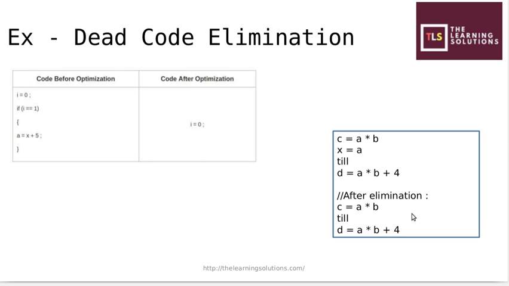One more example is presented here, similar to this: c equal to a into b, x equal to a, and d equal to a star b plus 4. So you are assigning x to a and you are using a into b again. So why assign this x equal to a? This is purely not required. So eliminate such a statement and simply keep your statement sequence like this. So this is called dead code elimination.